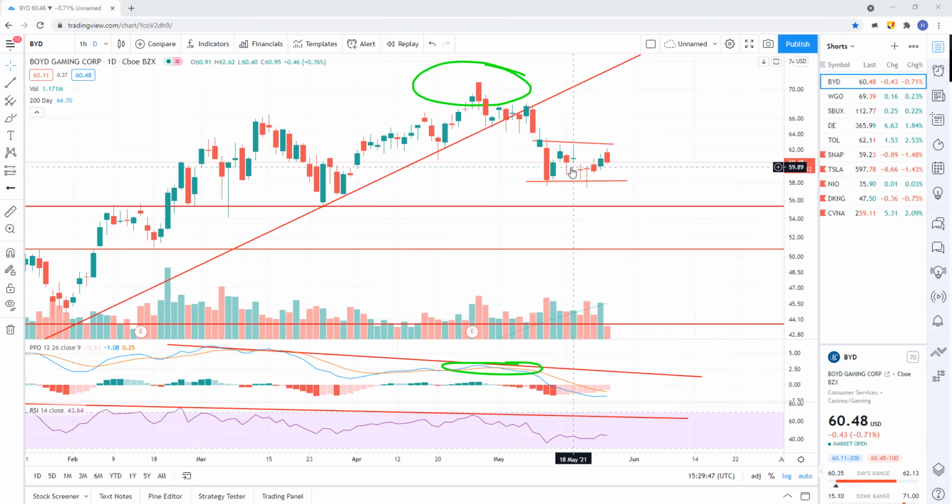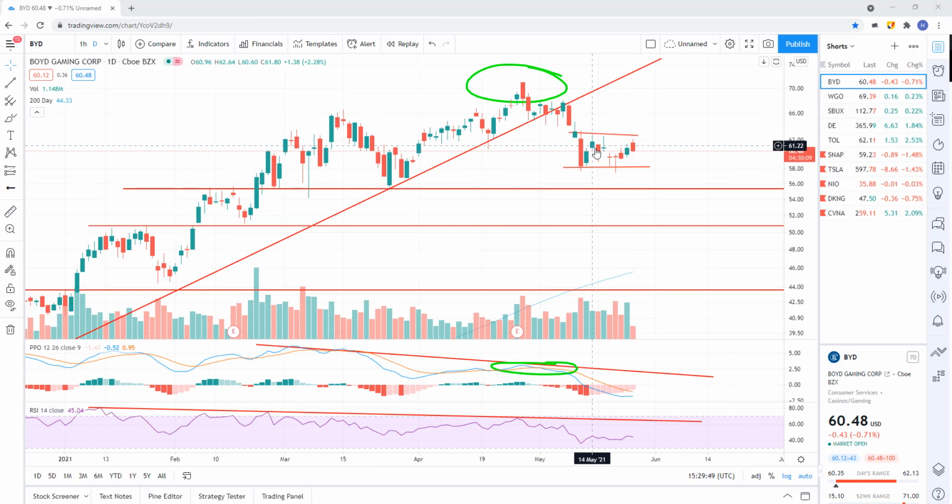BYD, Boyd Gaming, continues to flag out. So just continues to bear flag. I think this is starting to get relatively extended. So I think we should have a resolution here pretty quick. And probability says we resolve to the downside.